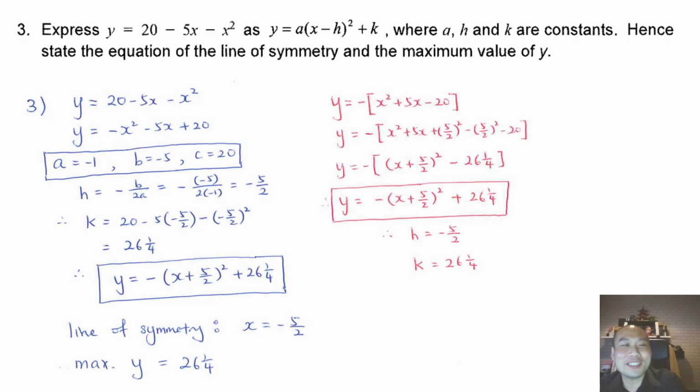So what happened here is they want us to express y equals 20 minus 5x minus x squared in that form. So basically what they want us to do first of all is to express the quadratic function in this completed the square form.